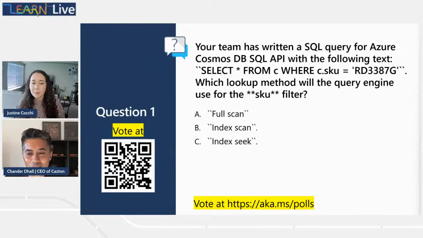Yeah, so as we mentioned, an index scan means that you need to scan through multiple values in your index to figure out which one it is. Whereas for index seek, the index knows exactly which value to look at, and it doesn't actually need to scan the entire range. So in this case, since we have an equality filter and we're looking for one specific value, what do we think the answer might be?